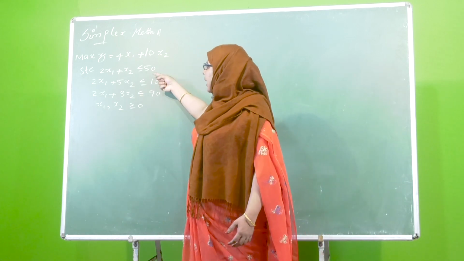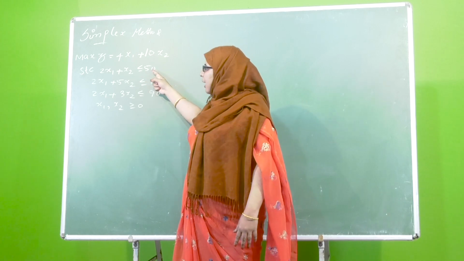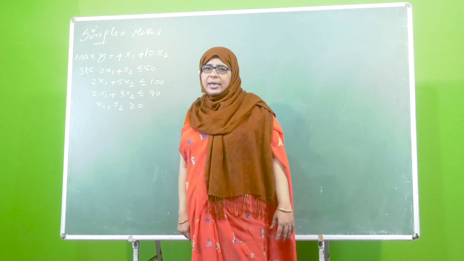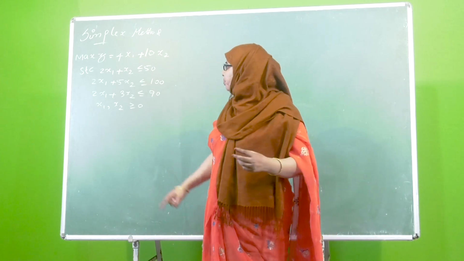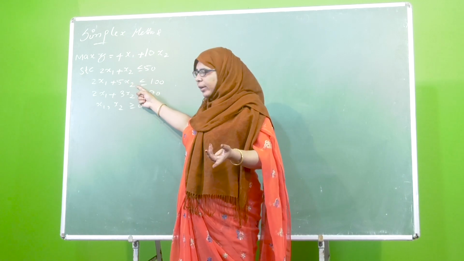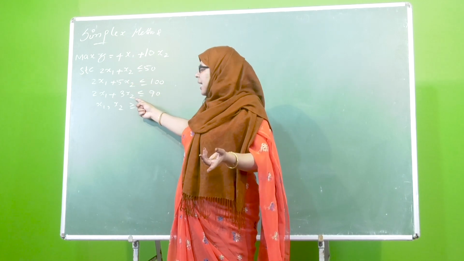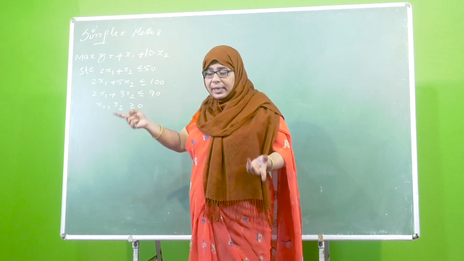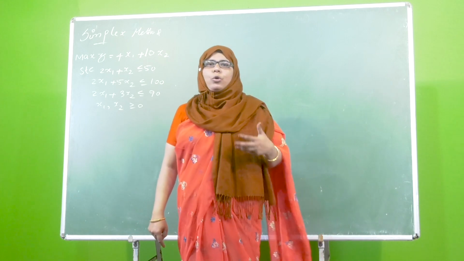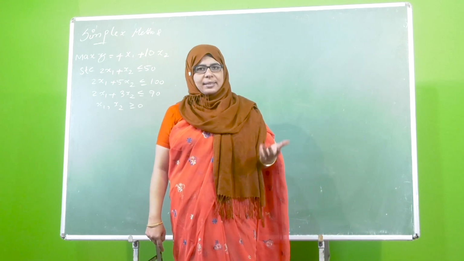So now we need three slack variables, one each in the first, second and third inequality. We introduce x3 greater than or equal to 0, x4 greater than or equal to 0 and x5 greater than or equal to 0 in the first, second and third inequality. Then we put the equality sign.